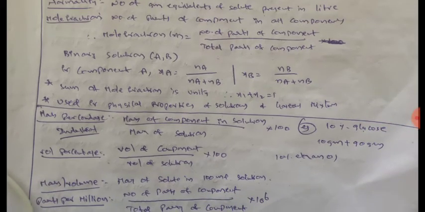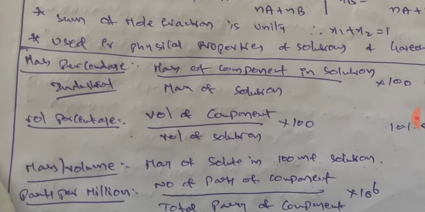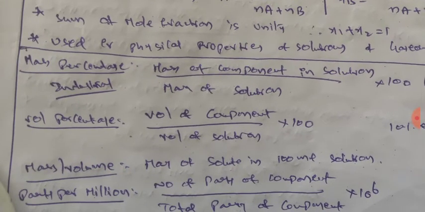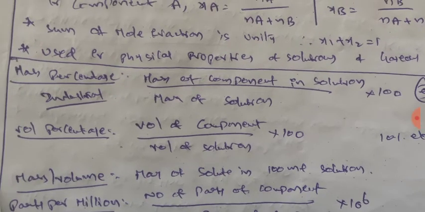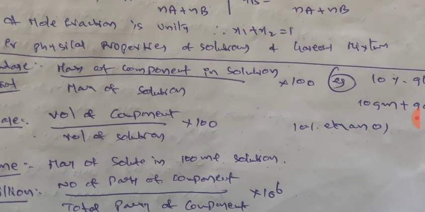Next we are moving towards mass percentage, volume percentage, mass by volume percentage as well as parts per million. Now when we observe the mass percentage, first of all, mass percentage is nothing but mass of the component in the solution divided by mass of the solution into 100. This is called mass percentage.